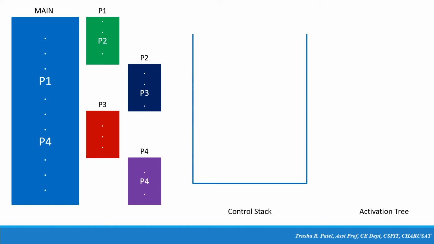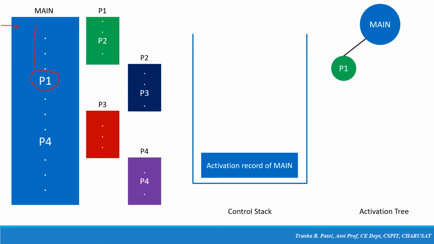Now, as we all know, the very first call will be done for the main procedure. So in the activation tree, main will be the root. Now, execution of main will start from the beginning, and after executing certain statements, there is a call for P1. So main is calling P1, and the activation record of main is available in the control stack, and above that the activation record of the P1 procedure is there.